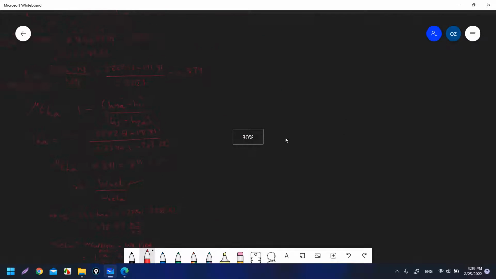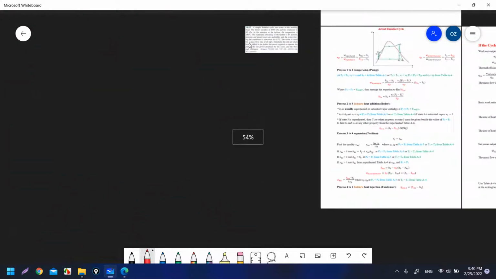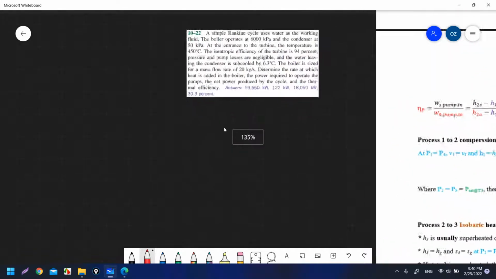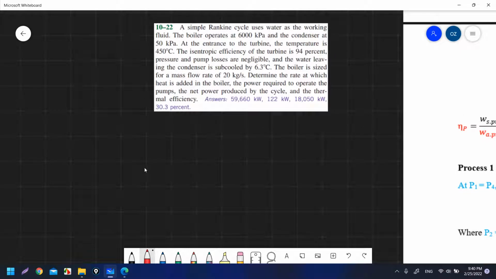The second question came in a midterm exam before. Question 10.22. We have a simple Rankine cycle that uses water, so we use tables A4 to A6, and R134a, tables A11 to A13, as the working fluid. The boiler operates at 6,000 kilopascal.